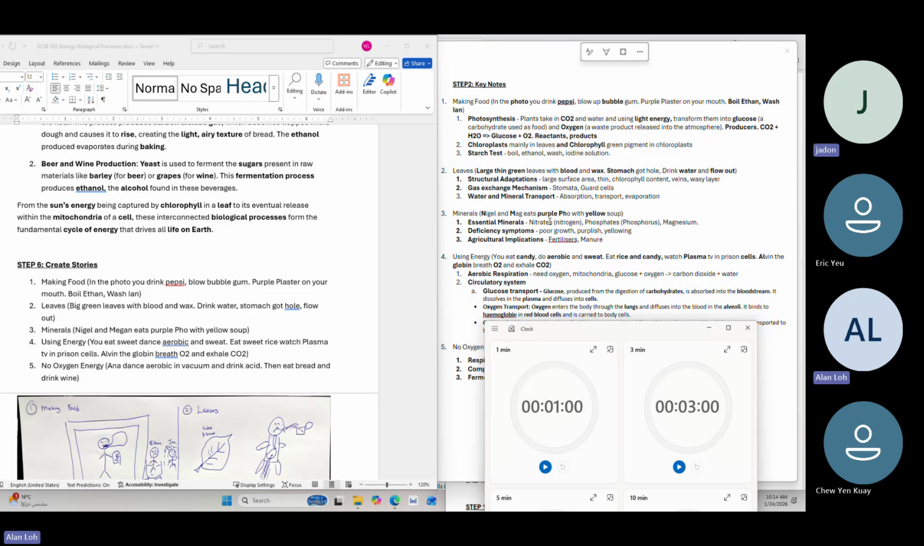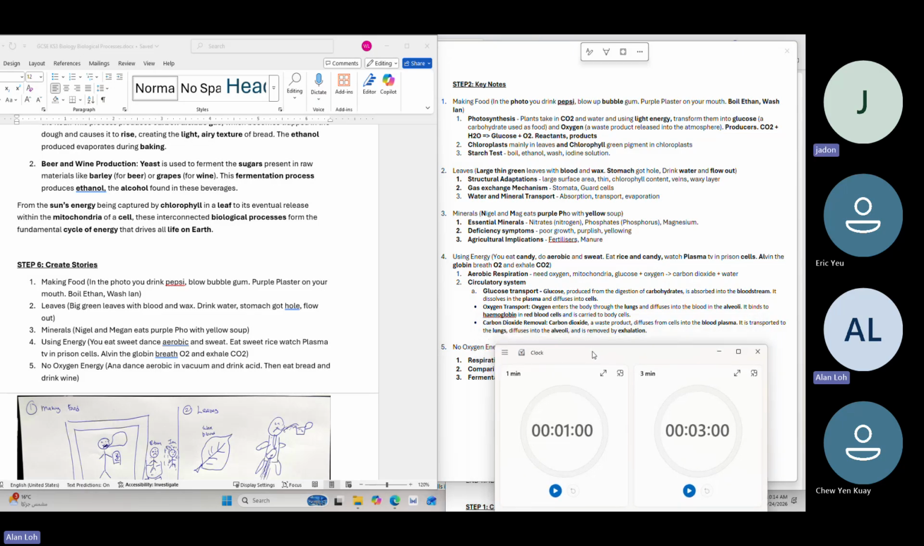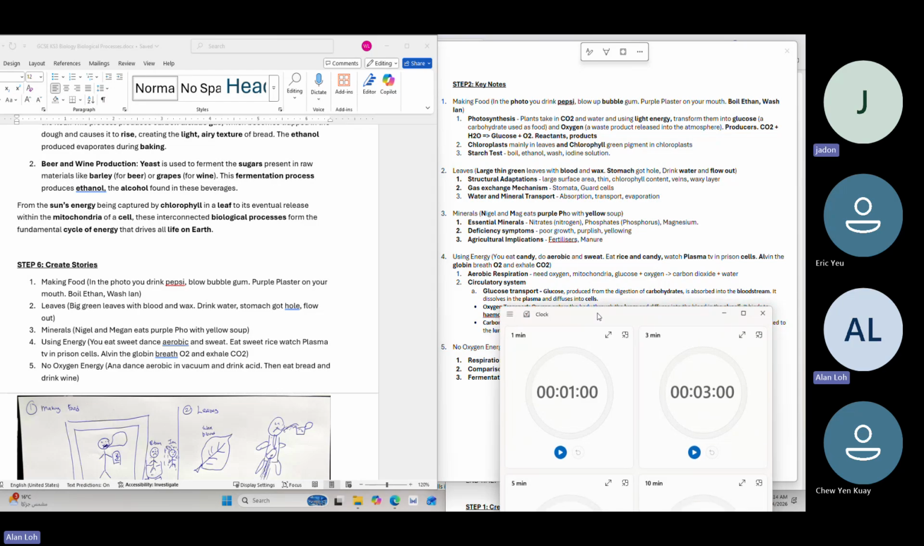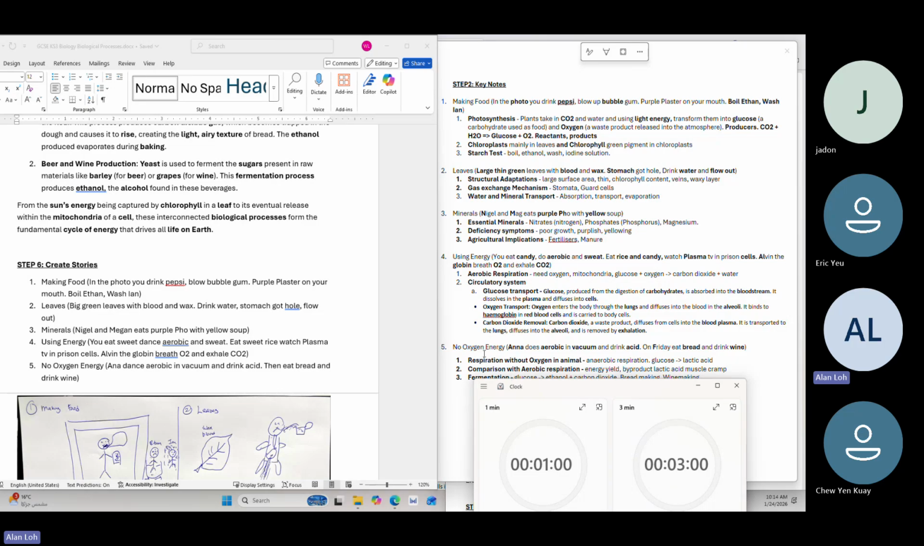And then the last one is, you drink until no oxygen. So the last drawer is no oxygen energy.